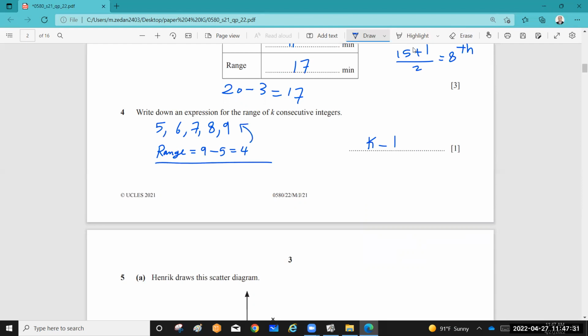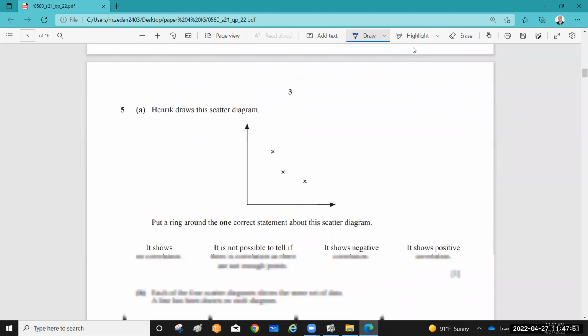Also, if you want to be sure, take any other numbers like 6, 7, 8. With 3 numbers, the range is 8 minus 6, which is 2, less than the number by 1. So if you have k consecutive integer values, the range will be k minus 1, smaller than the number k by 1.